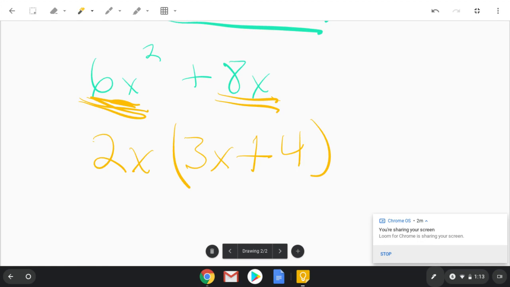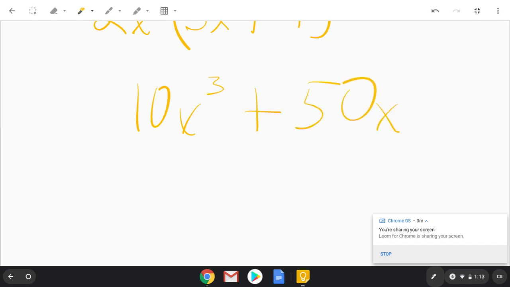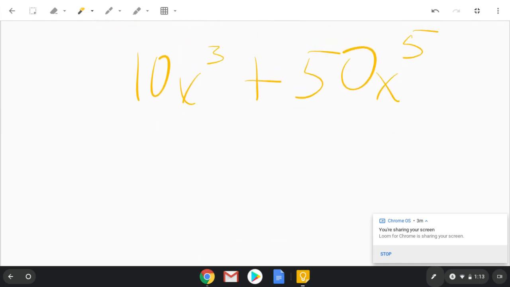So let's do another binomial here. Let's say we had 10x to the third power plus 50x to the fifth power. Still a binomial, but we're looking for what the terms have in common with each other. I know that they can both be divided by 5, because 5 goes into both of them, but that's not the biggest number that can go into both of them. The biggest number that goes into both of these is 10. So we're going to be factoring out a 10.